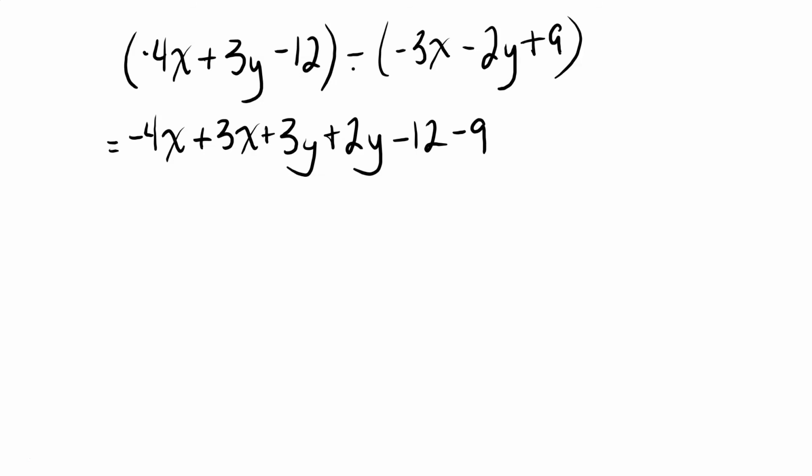And we can go ahead now and add them together. Negative 4x plus 3x is negative 1x. 3y plus 2y is 5y. And negative 12 minus 9 is negative 21.